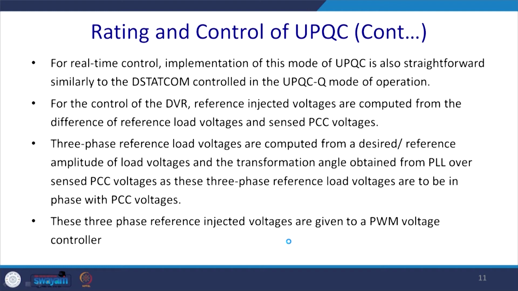So, for the real control, the implementation of this mode of the UPQC is also a little straightforward, because you straight away try to compensate the in-phase component, similar to the D STATCOM control, in this UPQC mode of operation. For the control of the DVR, the reference injected voltage is computed from the difference of the reference load voltage and the sensed PCC voltage.